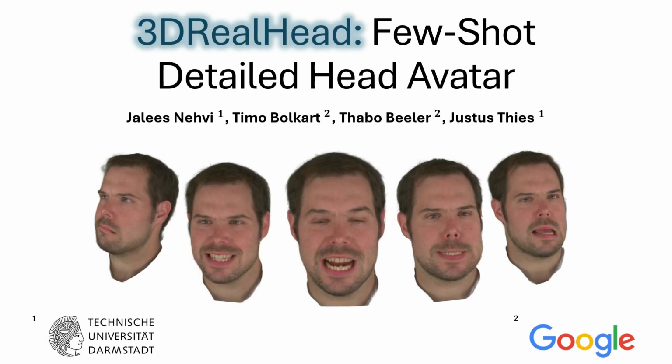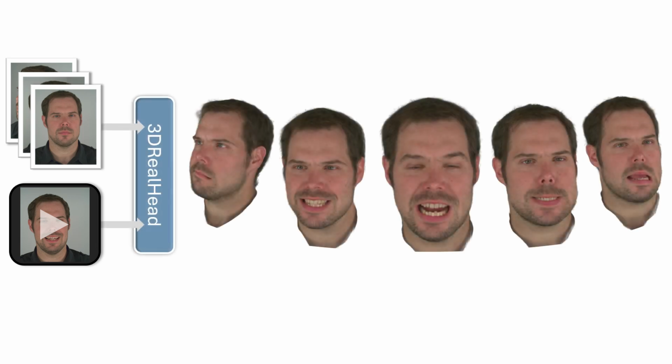We present 3DRealHead, a few-shot 3D head avatar reconstruction method that can faithfully reproduce identity and facial expressions. Given 1 to 3 images of an actor during inference, our method generates a realistic 3D head avatar representation that can be driven by a monocular video, reproducing detailed mouth expressions.